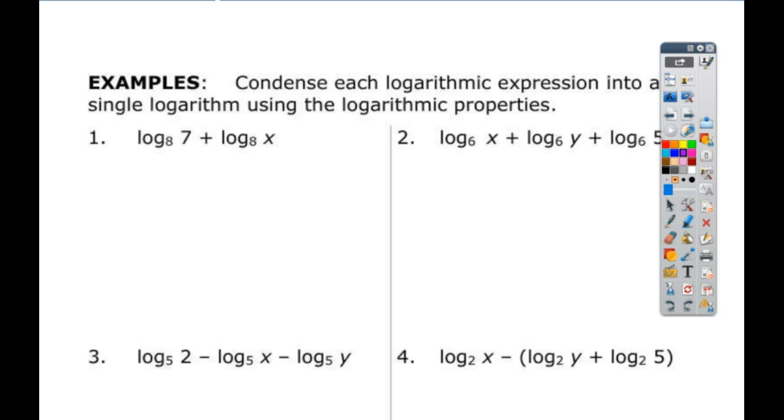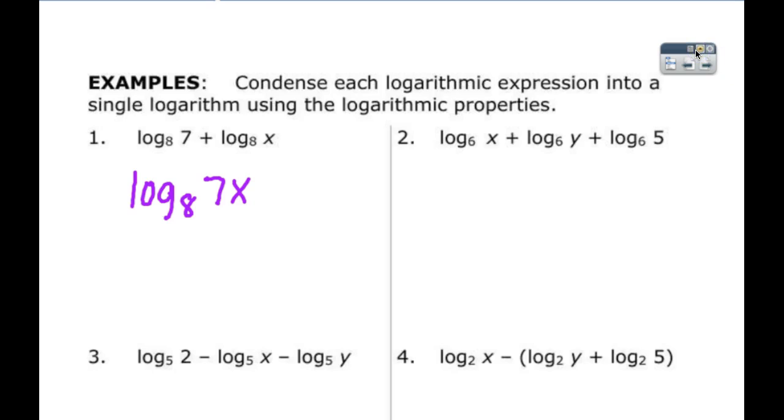Okay, so we had one log last time for each individual thing. This time we're just going to have one log in our answer. So this time it's log base 8, and the 7 plus x would be the same as multiplying, so we get log base 8 of 7x. We're just doing the exact opposite this time. So what do all the pluses mean? Multiply. So I'm going to have log base 6, just one of them, and I'm going to take x times y times 5. Does it matter which order I write it in? x, y, 5, or 5x, y? It doesn't matter.